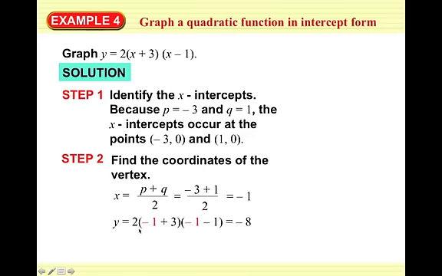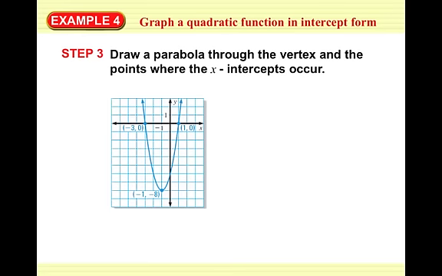So we've got y equals 2 times (-1 plus 3) times (-1 minus 1). So that's 2 times negative 2, which is negative 8. So (-1, -8) is the point that is the vertex. We're going to draw a parabola through the vertex and the points where the x-intercepts occur. So we have x-intercepts at (-3, 0) and (1, 0), and we have our vertex here.